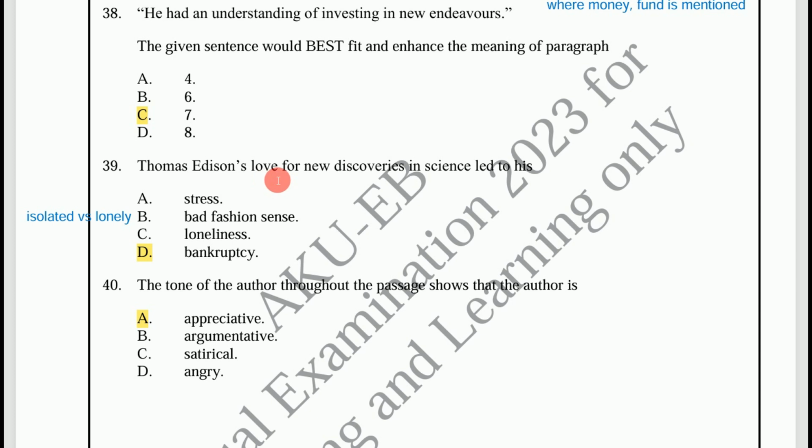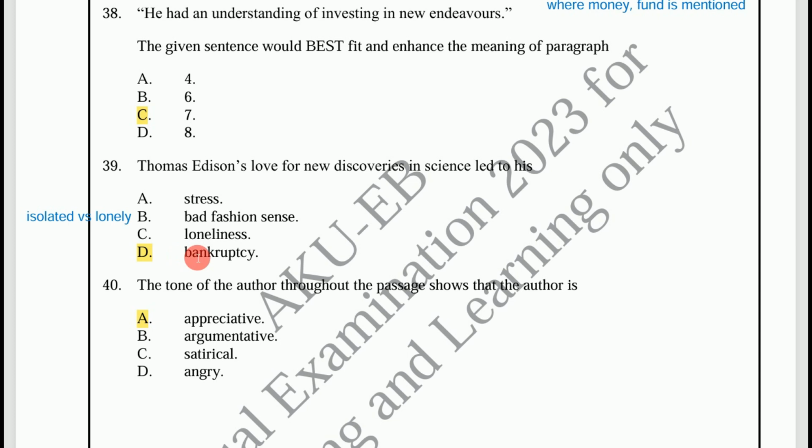Thomas Edison's love for new discoveries in science led him to what? Stress, no mention of stress. Bad patience, no, it's not mentioned in the text. Loneliness, you need to differentiate between isolated and lonely. Why? Because these are different things. You can isolate yourself, right? He did, right? He isolated himself in his laboratory, did not interact with people, only concerned about his inventions, but he's not lonely. Lonely is different from isolation.